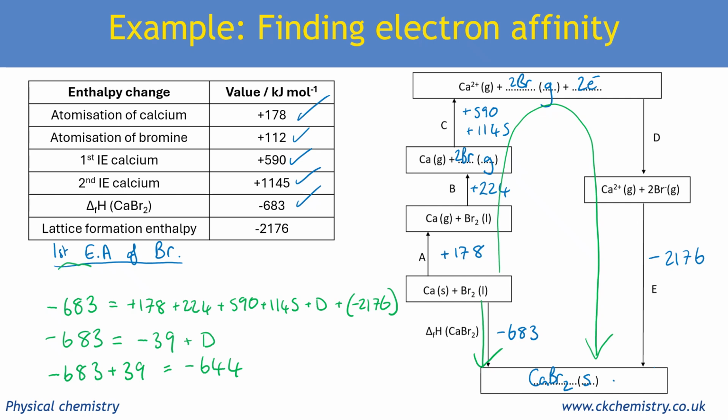what is the value for the first electron affinity of bromine. Well, this is 2 times the first electron affinity because I've got 2 atoms of bromine. So if I want to find that, I have to take that minus 644 divided by 2, which is minus 322. That is my answer. And that's a really common thing, asking you to find electron affinity for something where there's 2 atoms and 2 negative ions in the compound. So 2 plus 1 minus ions, practice those a lot, they're very common.